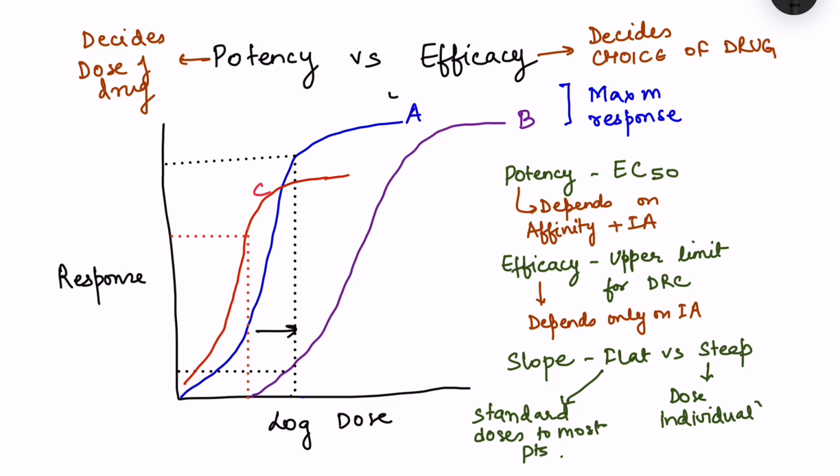So this is drug A, drug B and drug C. Now say this graph A, at a particular dose there is a maximum response, right? So here at a particular dose there is a maximum response.